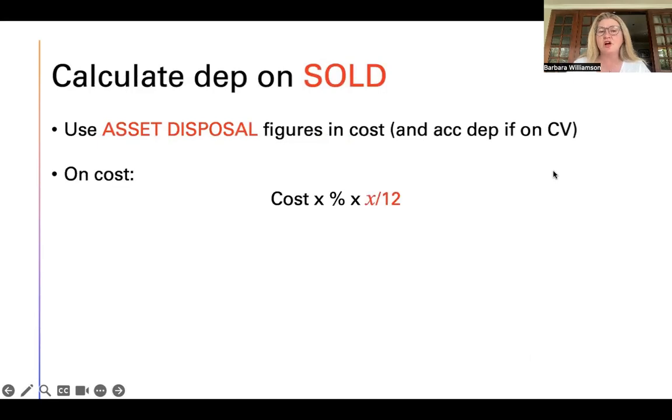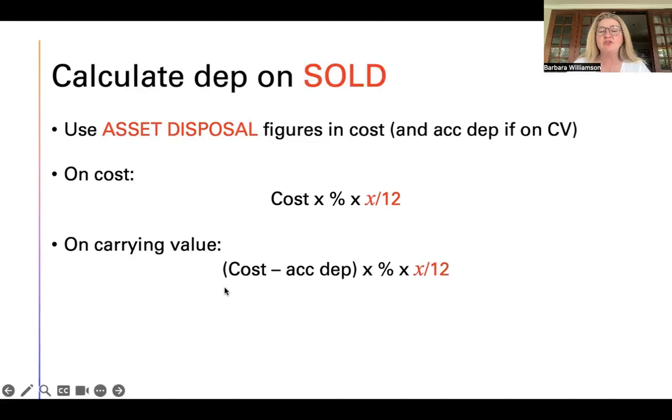You simply take the cost times the percentage times X over 12. That is why I wanted you to put it in the margin. You can pull the percentage from the top of the account where you've written it. You can pull the number of months from the margin. All the figures you need are right there. Obviously, if you're doing carrying value, you'll need to pull the cost from the cost account and the ACDEP from the ACDEP account.